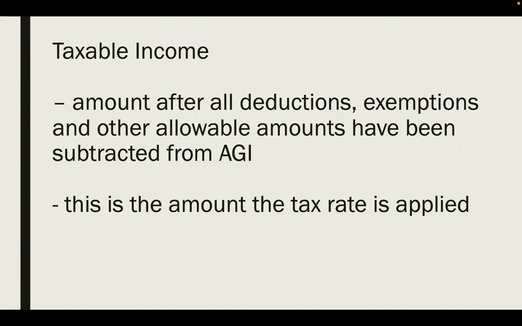Once you have calculated the taxable income, that is the amount that the tax rate is applied to. You've probably heard about federal tax tables. All of that comes after you figure out your taxable income. So that's what you have to find first. Then you can figure out what you're paying in taxes.